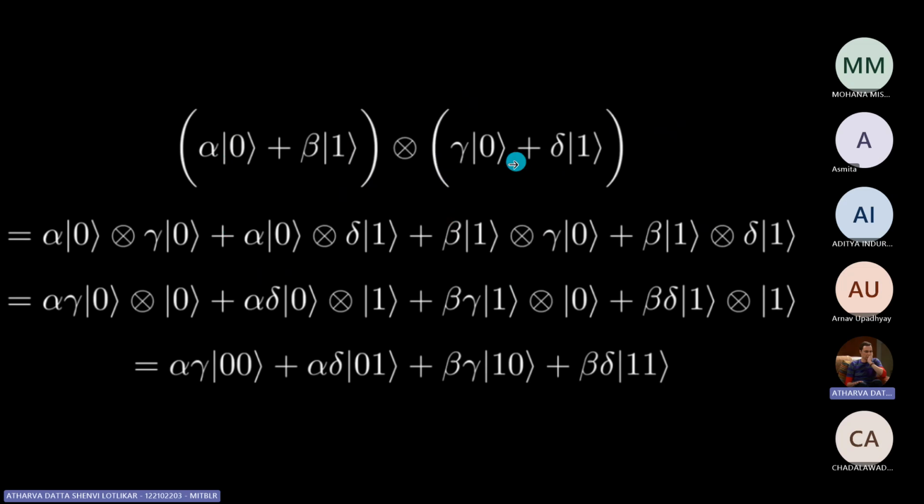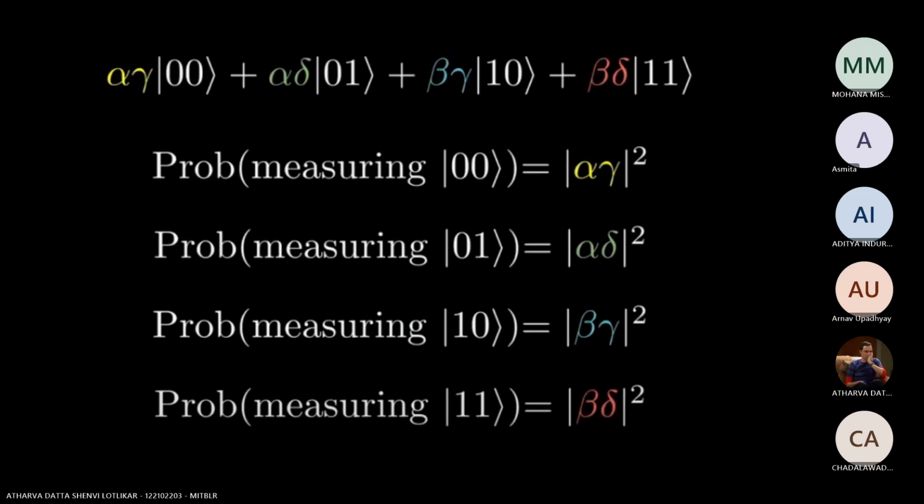Once you multiply them, you get all the different combinations possible. So you get 0, 0 with the coefficient of alpha gamma, you get 0, 1 with the coefficient of alpha delta, you get 1, 0 with the coefficient of beta gamma, and then finally you get 1, 1. So it's a very simple tensor product. We need to understand this for dealing with multiple qubits at once. That time you can use the tensor product. That's the rule of multiplication.